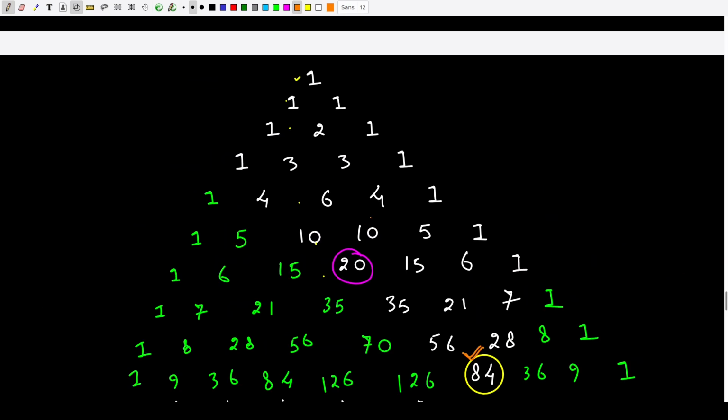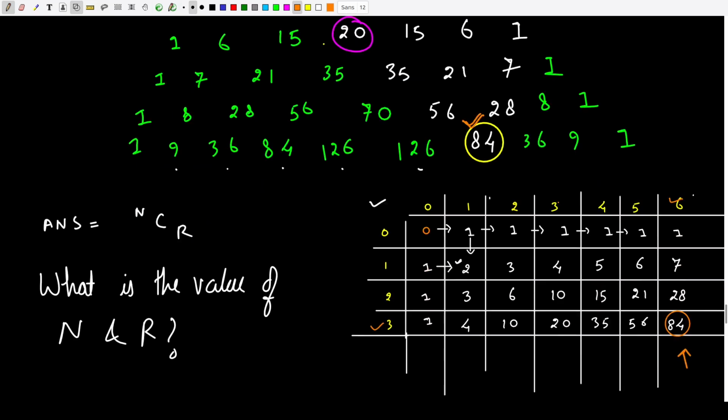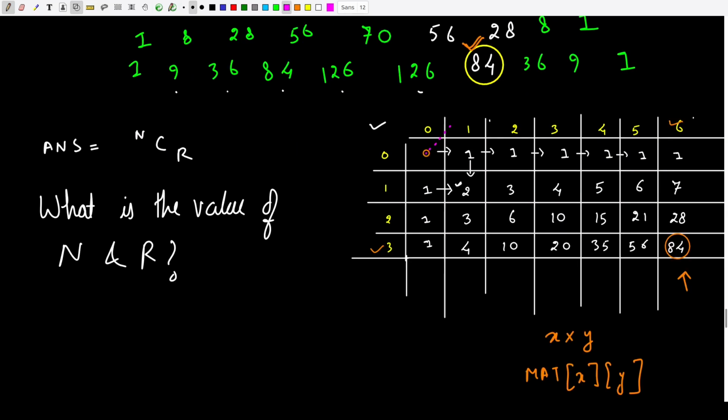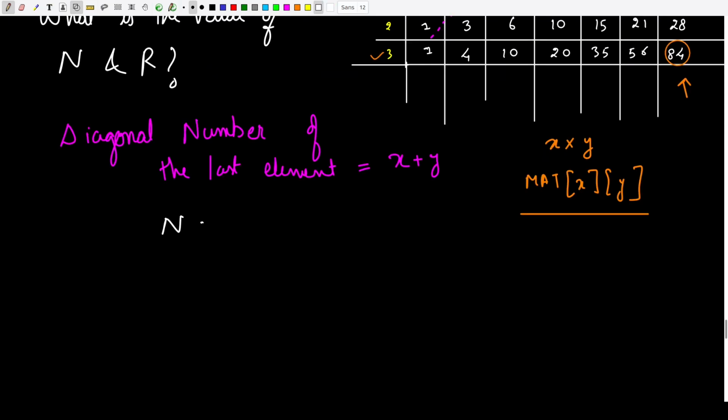As we know, in Pascal triangle, each row of the Pascal triangle is coming from the diagonal of the DP table. So this is our diagonal number 0, this is our diagonal number 1, and this is our diagonal number 2, and so on. In that way, if you want to find out the diagonal number of the last element, then that diagonal number can be given by x plus y, and that is the value of n. So the value of n is x plus y.